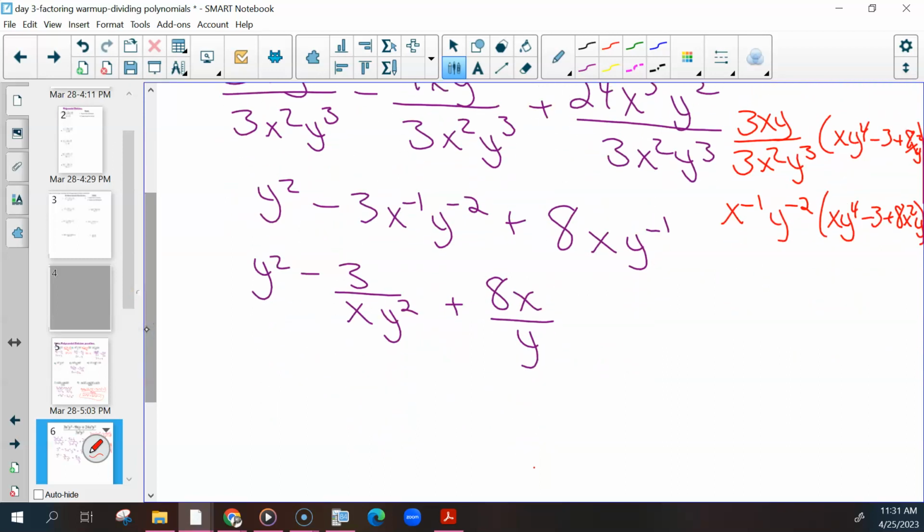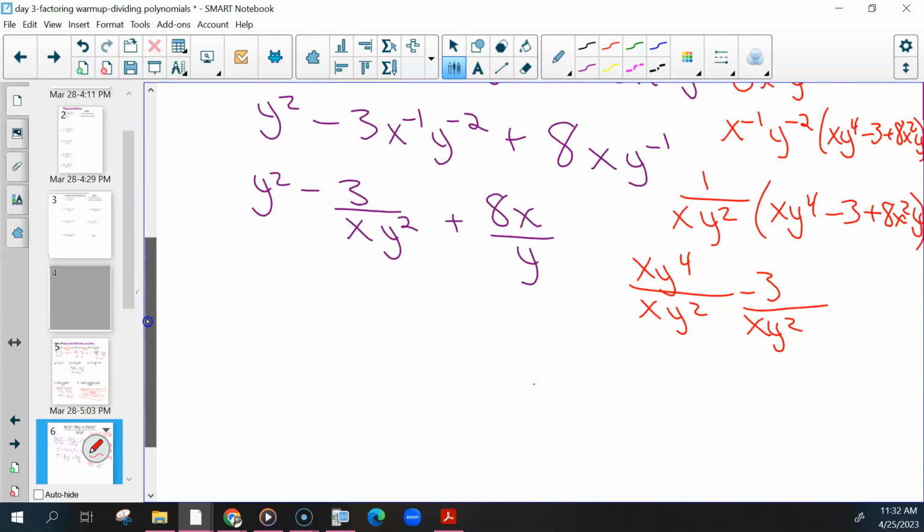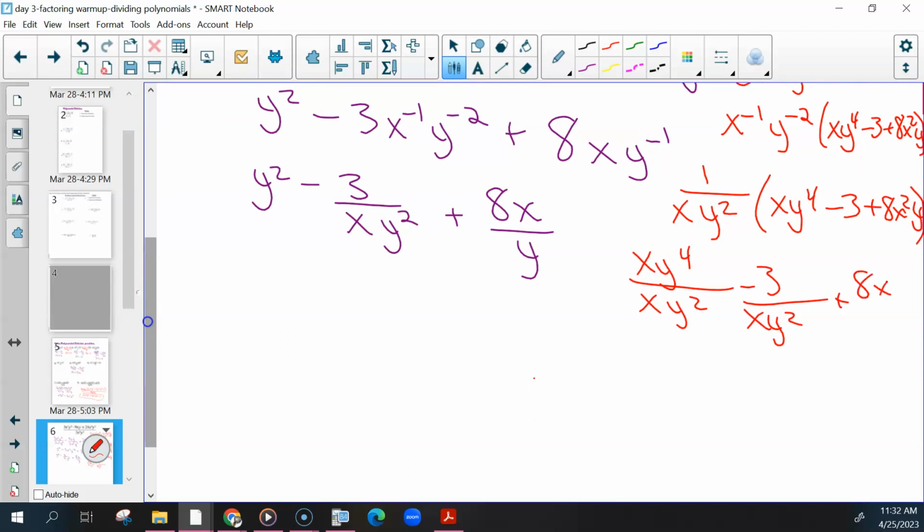So then this would become 1 over xy squared. And you would have to distribute it back. So we have xy to the fourth over xy squared minus 3 over xy squared plus 8x squared y over xy squared. And then you would have to simplify. So this is why factoring might not be the best way to go for these.